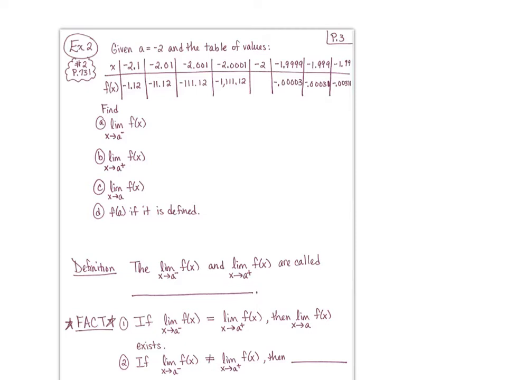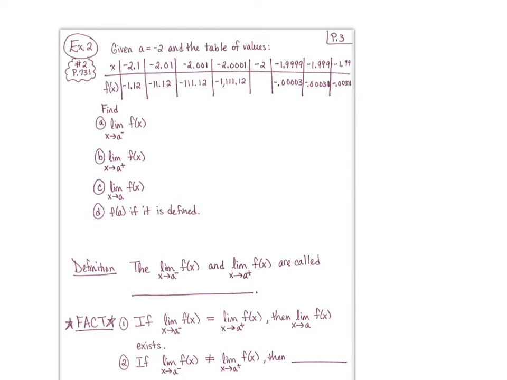Thank you. So, find the limit of f of x as x approaches a from the left. Remember, a is -2. Find the limit of f of x as x approaches a from the right. Find the limit of f of x as x approaches a. And find f of a if it is defined. Would you like a couple minutes to work on the first 2 parts? Yeah. Okay, go for it.